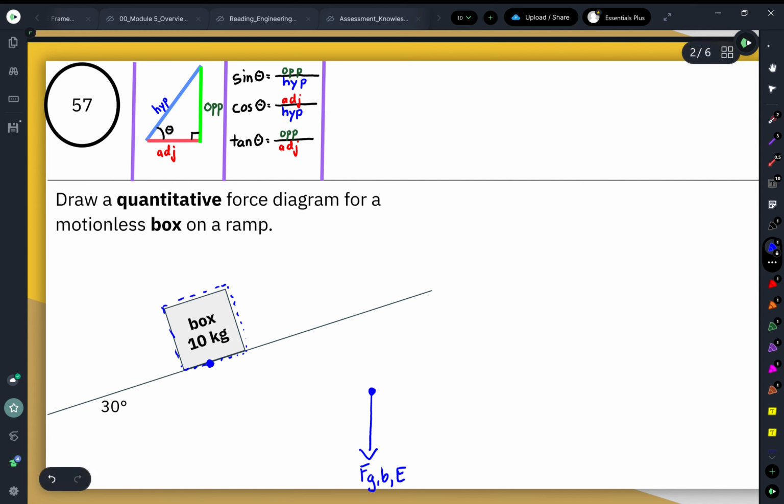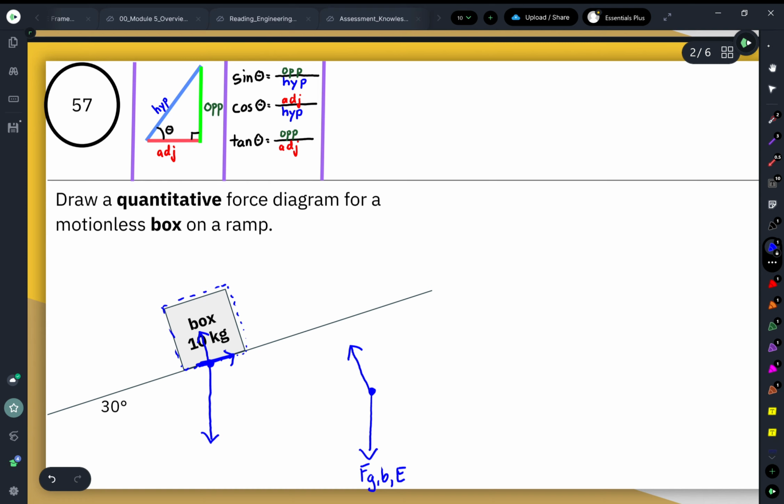We have that force of gravity pointing straight down, of course, but after that, we just need to see what is touching it. This thing is on the ramp, so the ramp itself is touching it. We have this as the surface here. It is pushing upwards with that normal force, and it is going to be resisting the motion with a force of friction. So that's what I'm going to include on my actual force diagram.